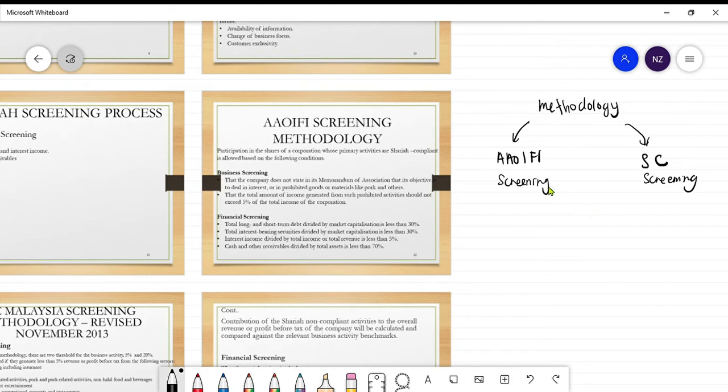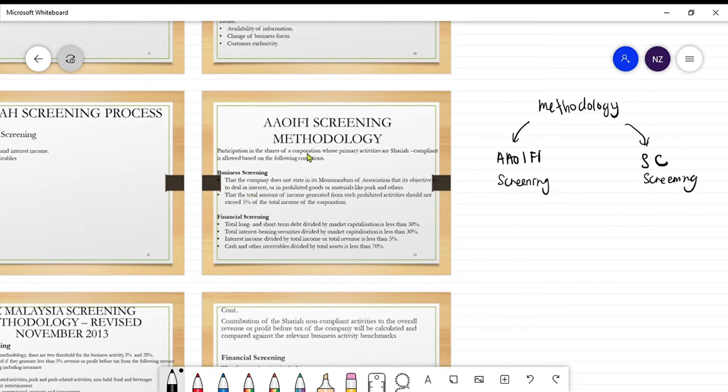So dua-dua standard ni ada metodologi yang berbeza, ataupun benchmark percentage yang berbeza untuk nak kira dia punya syariah compliance of certain level of business activity or financial income tu tadi. Okay, untuk IOV screening, untuk business screening according to the IOV, kan tadi kita ada 2 types of screening kan. So kita go through the first business screening dululah.